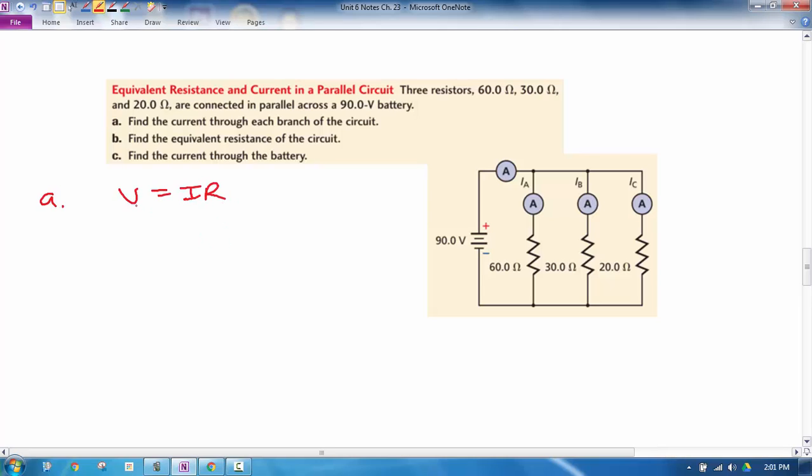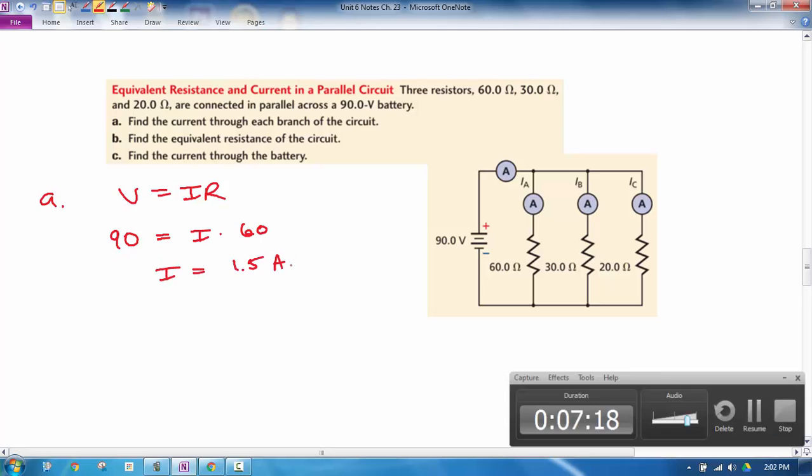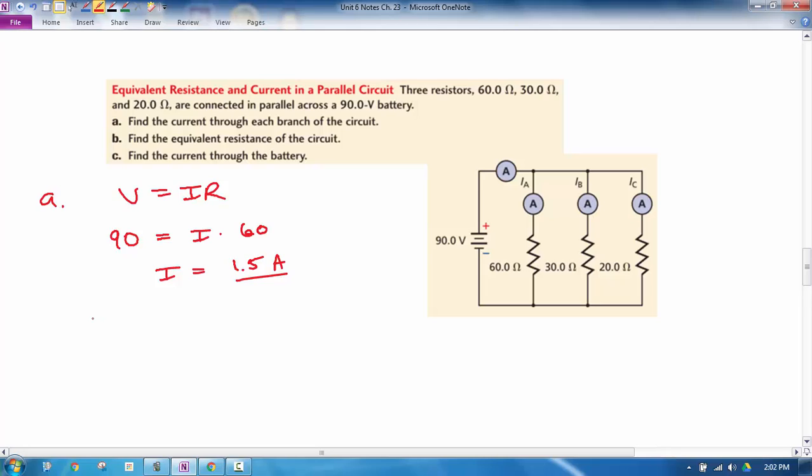So the voltage is going to be 90 for each of these, and the resistance of the first one is 60. So divide both sides by 60 and you get 1.5 amps. And obviously we can do the same thing. That's for A. So for B, we're going to do this exact same thing. We're going to take 90 and this time divide by the 30, in which case we get a current going through B of 3 amps. And then for C, we're going to take 90 divided by 20, so we get about 4.5 amps.